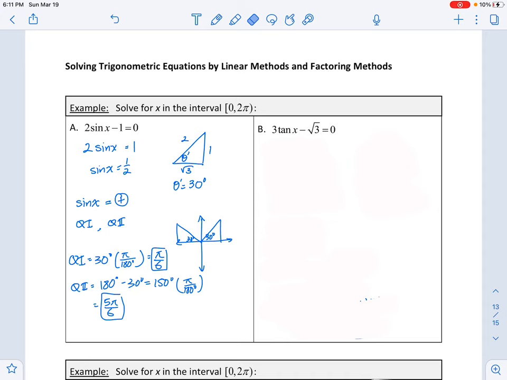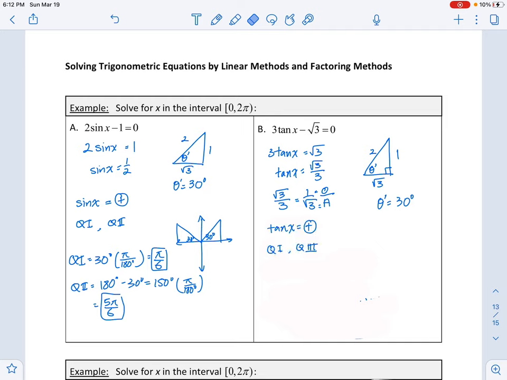We're going to try the same thing with tangent. I'm going to solve for tangent x so that I get root 3 over 3. And changing it back to an easier fraction to plot on a triangle, I change it back to 1 over root 3. Opposite is 1, adjacent is root 3. Therefore, my reference angle is 30 degrees. Tangent is positive in quadrants 1 and 3.